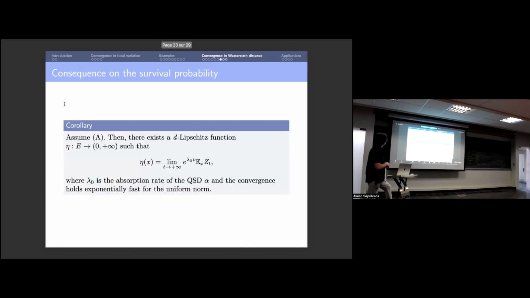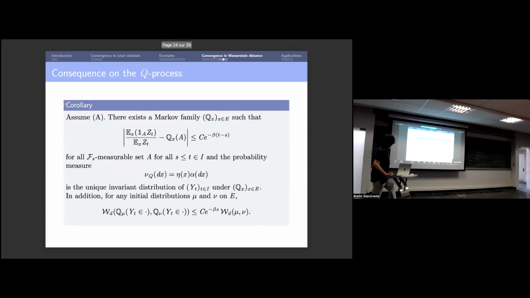So now from that, there are consequences. I'm not going to describe all these consequences because they are quite classical in the field. This consequence says that there's some asymptotic profile for the probability of survival. So Ex of Zt is the probability of survival. Well, it decays at some exponential speed, and then there's a limit here. So we have convergence under our conditions. I'm not going to say more about that.